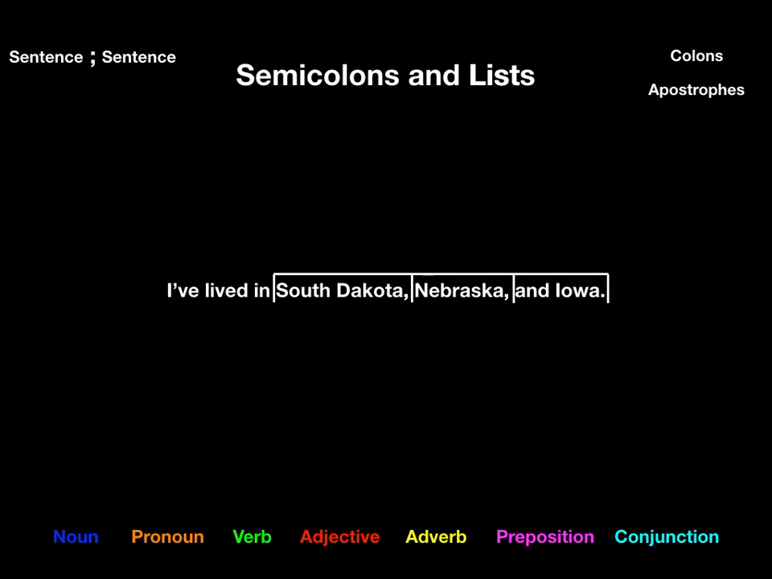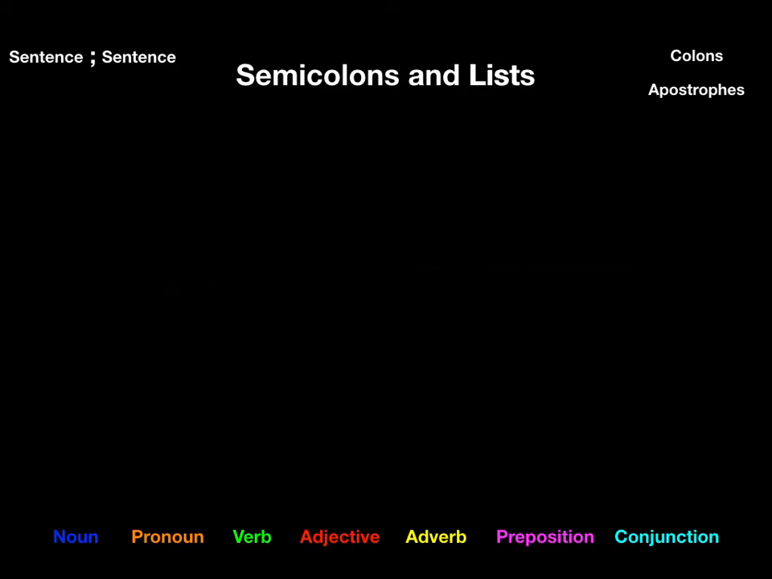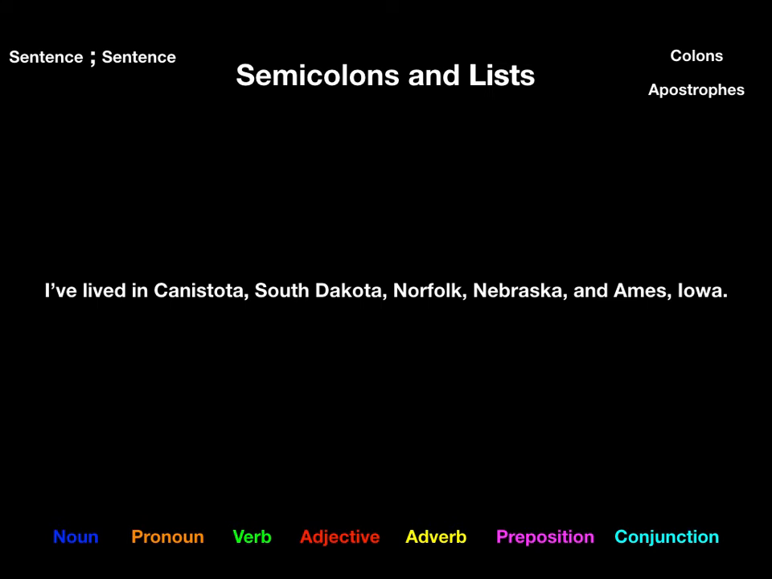However, there are times where our items will possess commas. Let's take a look at the following example. I've lived in Canastota, South Dakota, Norfolk, Nebraska, and Ames, Iowa. In addition to the commas between our elements, you'll also note that we have a comma between our city and the state for each of the items within this list. As it can be difficult to identify the distinct items within a list that already possesses commas, we use semicolons to clearly differentiate each item. By adding these semicolons, we can easily see that Canastota, South Dakota, Norfolk, Nebraska, and Ames, Iowa are the units within this list.